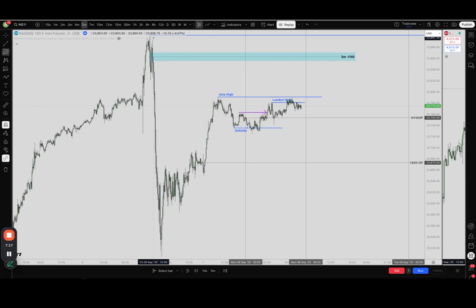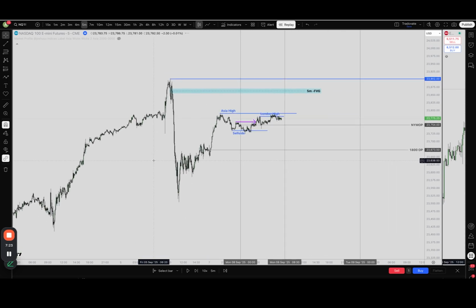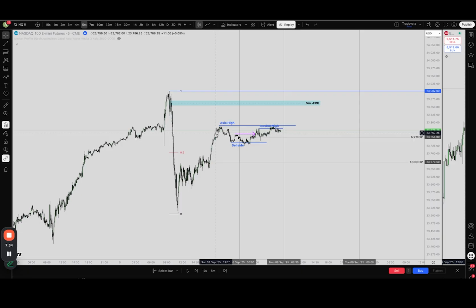If you take the fib, hold up. If you take the fib from this high down to this low, we're above the 50% right here. So that means that we're in a premium. Because we're above 50%, technically we could come down. But I would like us to continue up.